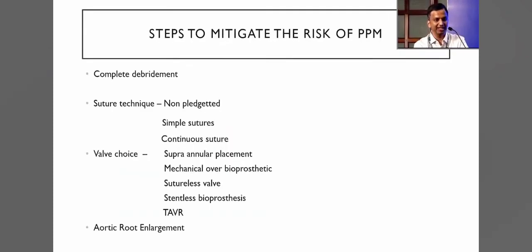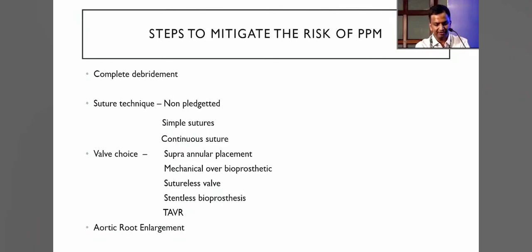So how can we mitigate this risk of PPM? One is obviously a complete debridement of all the leaflets and the calcium in the annulus. Suture techniques we can modify: use non-pledgeted sutures, simple sutures, or continuous sutures that facilitate a bigger valve being implanted. Choice of valve, again, we have multiple choices now, so ensure you can use a supra-annular placement. Mechanical valves have a better EOA, so mechanical over bioprosthetic. Otherwise, use a sutureless bioprosthetic or a stentless bioprosthesis, or even consider a TAVR valve in an elderly patient with a small root.